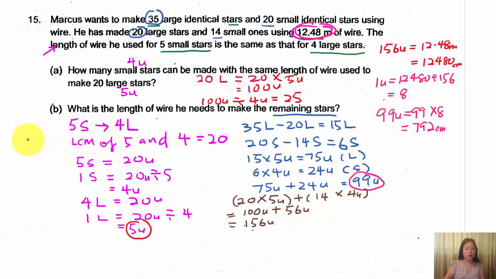So here we use LCM to create units for the length of the small star and the large stars so that we can create equations here to find out what is the equivalent unit. And because we are given a number here, we can find one unit and solve whatever questions the question throws at us. So units are very important here.